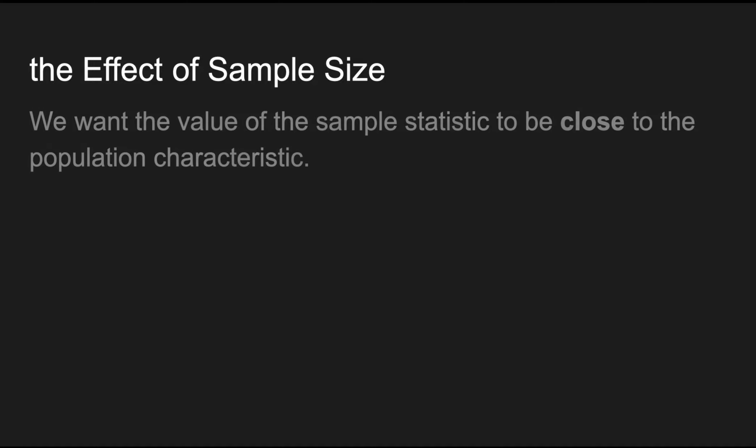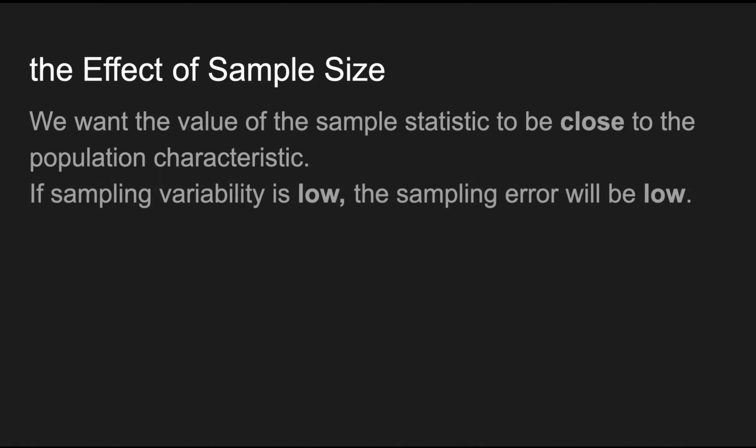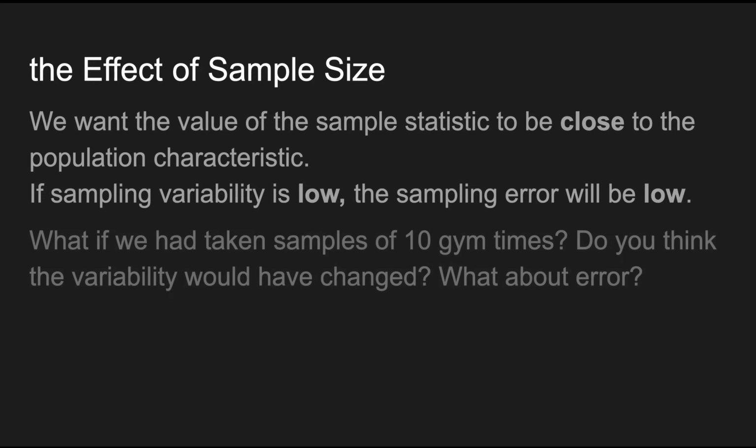When we calculated the average time spent at the gym, we took samples of 5 times, but what would have happened if we had a sample of 10 times? Well, we want the value of the sample statistic to be close to the population characteristic. In other words, we wanted that mean of our sample to be close to the mean of the population. If sampling variability is low, the error will also be low.